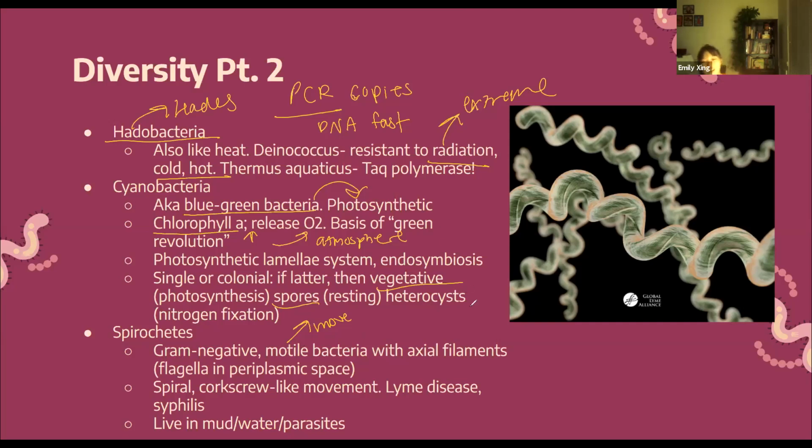And so they have axial filaments, which is their main thing. These are flagella in periplasmic space, which, as you remember, is so you have your cell wall, and then you have your second outer membrane. This would be the periplasmic space, and then they would have flagella in this. They have spiral, corkscrew-like movement.